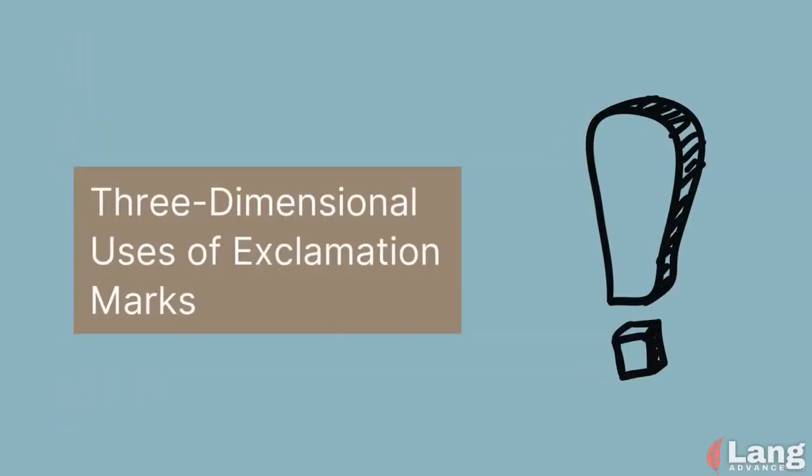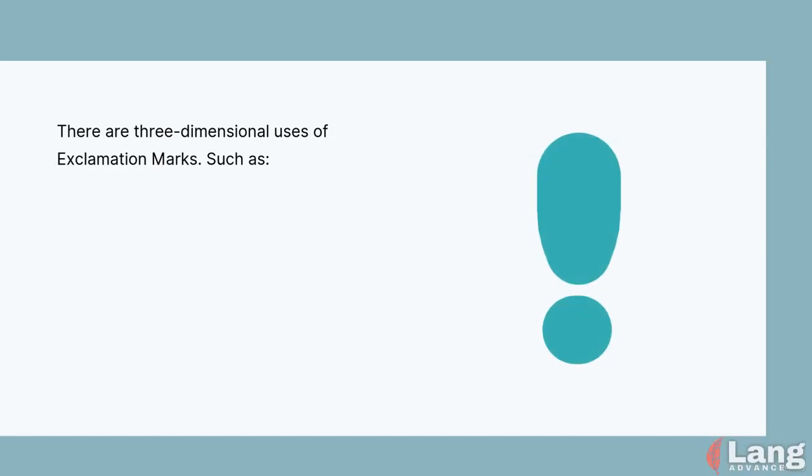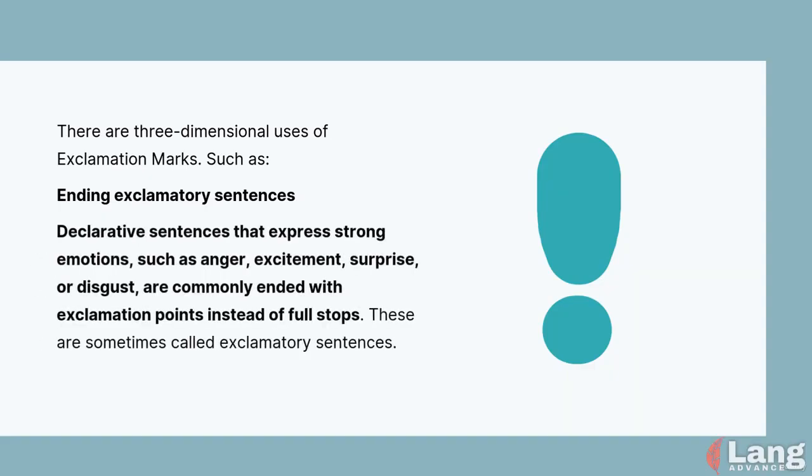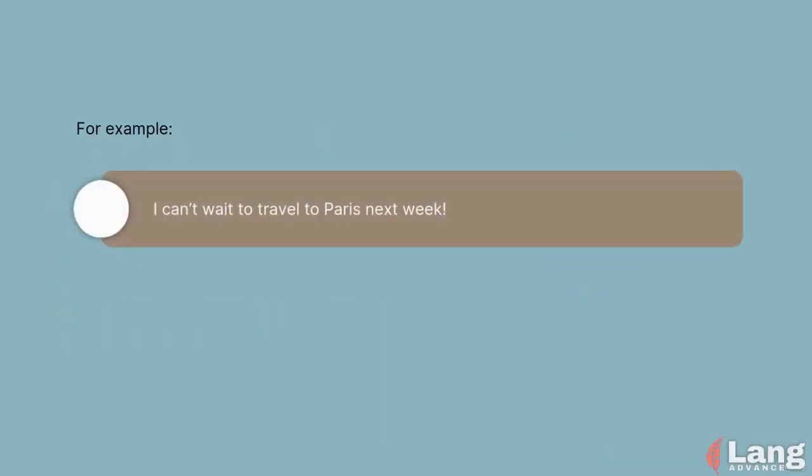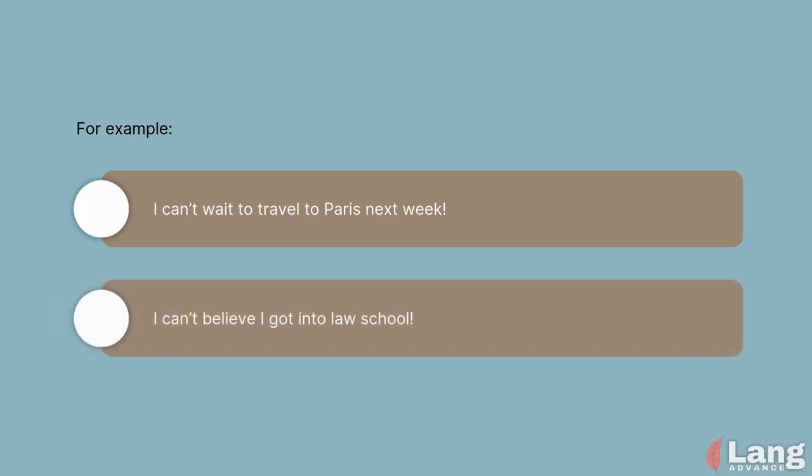Three uses of exclamation marks. There are three uses of exclamation marks, such as ending exclamatory sentences. Declarative sentences that express strong emotions such as anger, excitement, surprise, or disgust are commonly ended with exclamation points instead of full stops. These are sometimes called exclamatory sentences. For example, I can't wait to travel to Paris next week! I can't believe I got into law school!